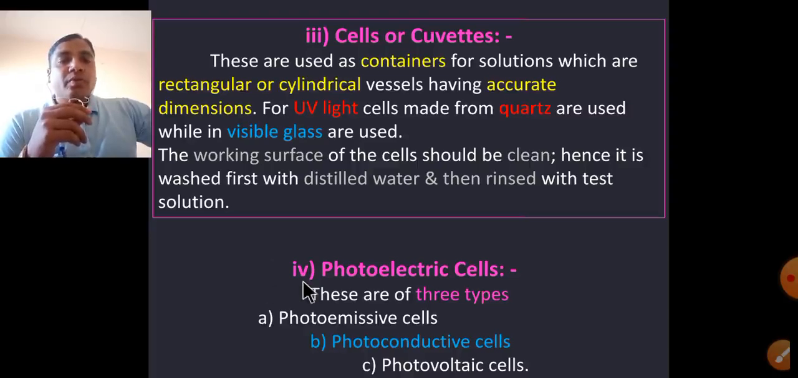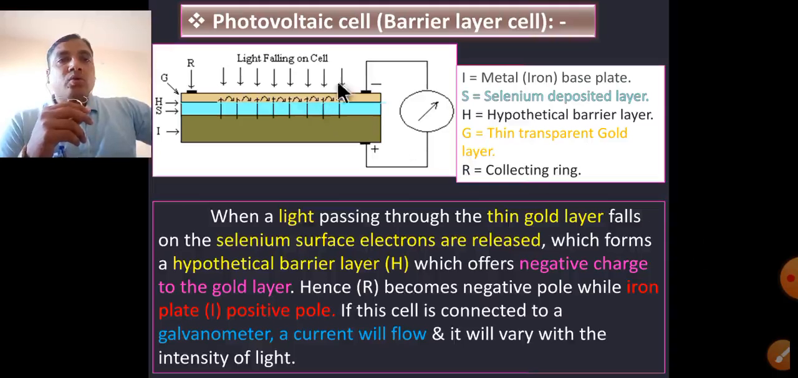Then fourth point, photoelectric cells. There are three main types: photoemissive cells, photoconductive cells, and photovoltaic cells. Out of the three, the photovoltaic cell is also called the barrier layer cell.